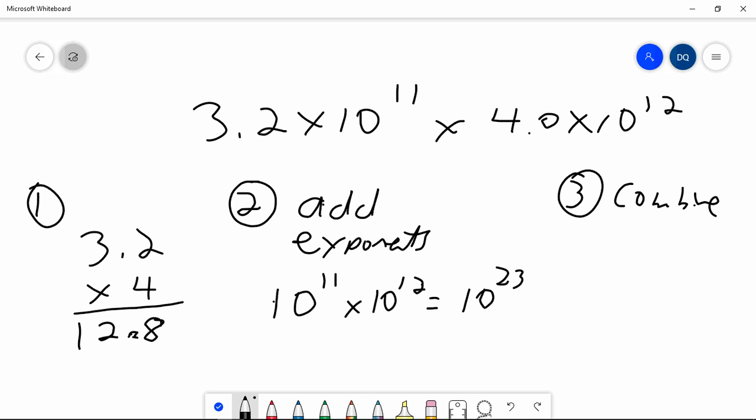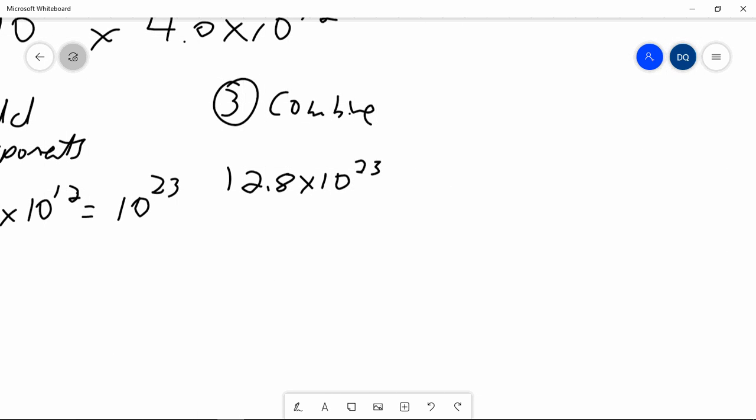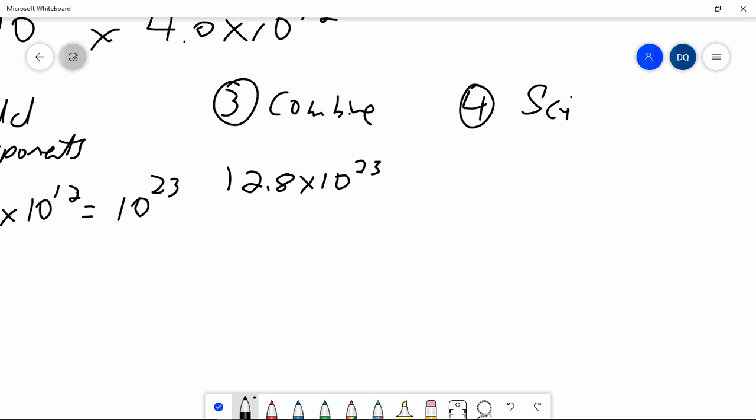So I've got 12.8 times 10 to the 23. Sure looks like I'm done, but I'm actually not. Step 4, we turn this into scientific notation. Now, I know you think we're in scientific notation. It sure looks like it. But for true scientific notation, there must only be one digit before the decimal.